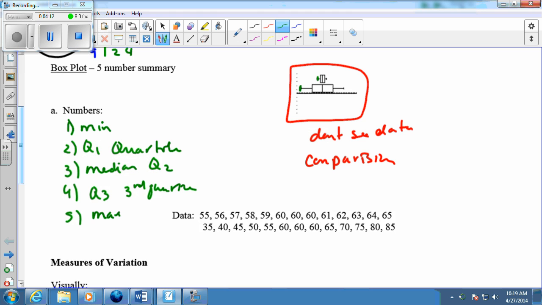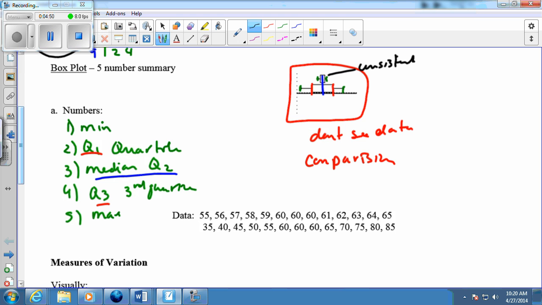So the min and the max are these guys out here. And the median is this line right there. And lastly, quartile 1 and quartile 3, you can see, are the beginning and the end of the box. If you look at the top box plot, you can see that it is very consistent. They're bunched together, where the one below it is not consistent. And how we create these is simply on a number line.